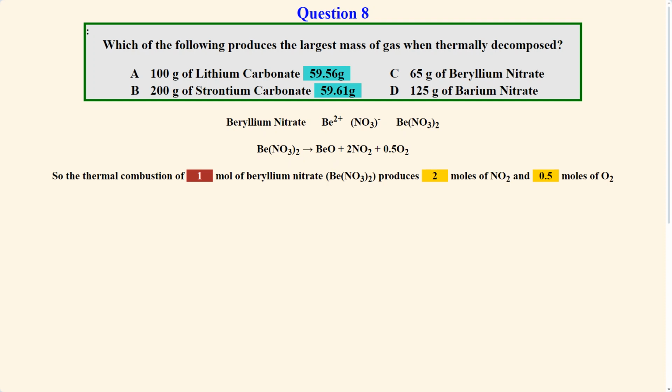So from the equation we see that the thermal decomposition of 1 mole of beryllium nitrate gives us 2 moles of nitrogen dioxide and 0.5 moles of oxygen. Now, we need to calculate how much mass that is, what mass of gas we've got. So first of all, nitrogen dioxide, 14 is the atomic mass of nitrogen, 2 lots of 16 for the atomic mass of oxygen. Add everything up, we get 46.